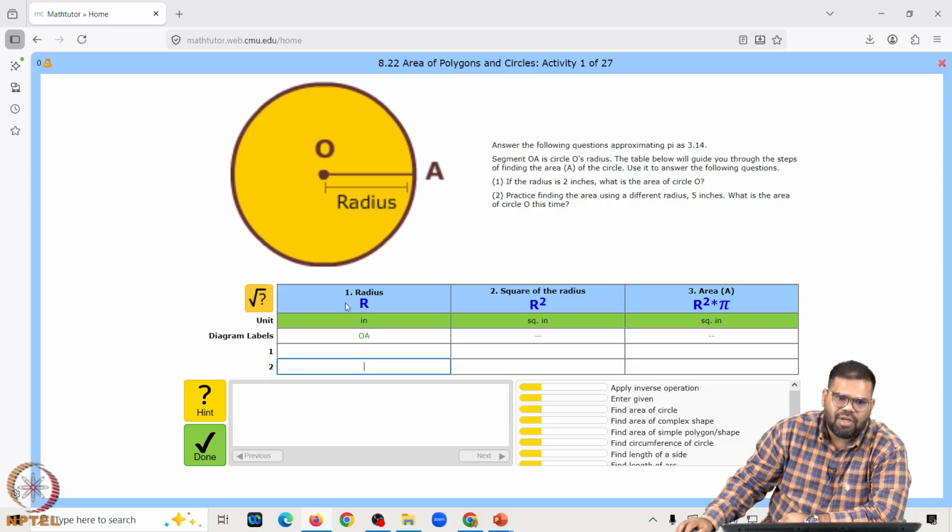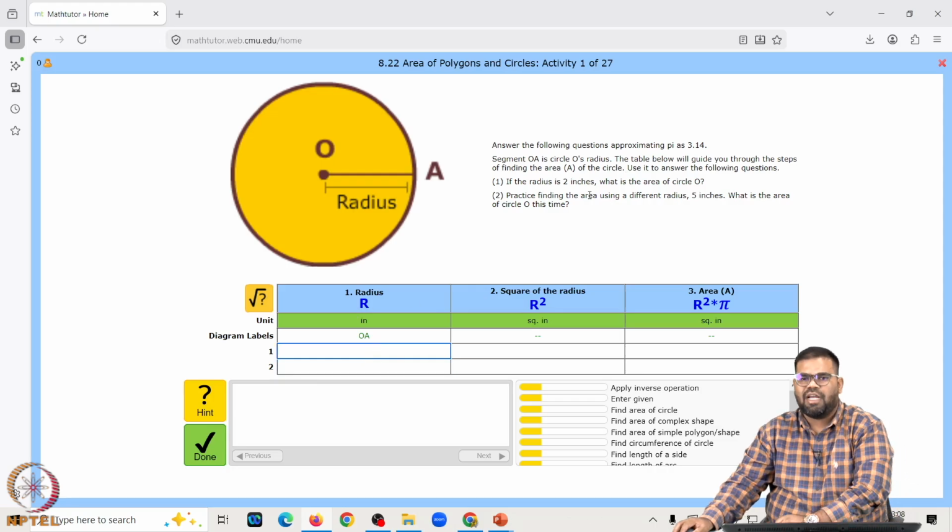What we have been asked first is, if the radius is 2 inches, what is the area of circle O? If you look at this worksheet, the radius is r, which is already given. Then the square of the radius is r square. Then area is r square into pi, right? The diagram labels are also given, so OA, and then we can do OA square and OA square into pi. So the very first question asks, if the radius is 2 inches, what is the area of circle O? R is OA, and it is given in the problem as 2.